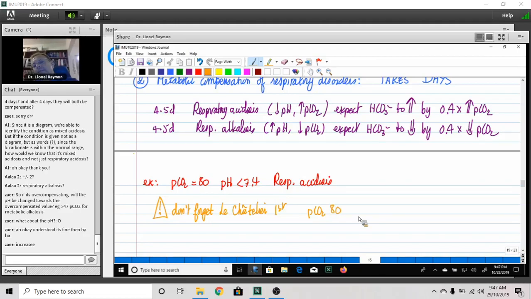means plus 40 millimeters of mercury. It equates to plus 4 milliequivalent per liter of bicarb. So it means PCO2 of 80 has a bicarb of 28 to start with.